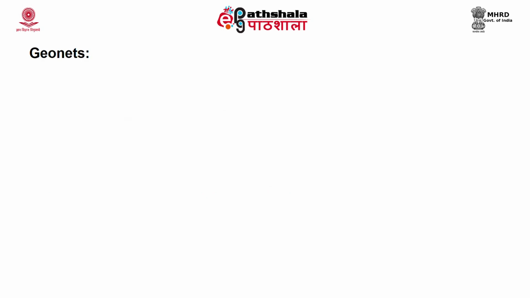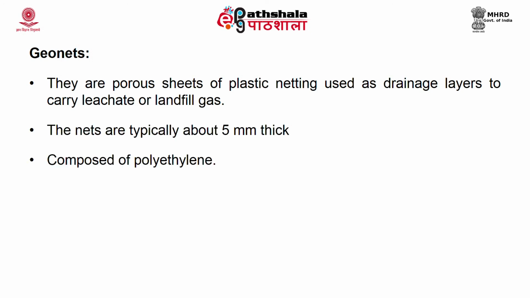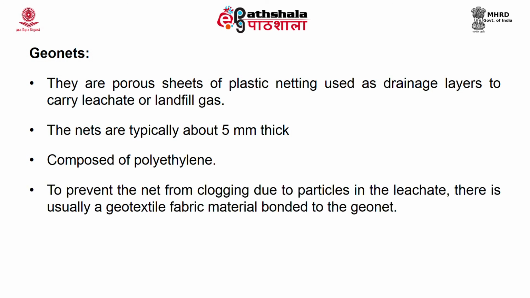The next type of liner material is geonet. Again, they are porous sheets of plastic netting. They are again used as a drainage layer to carry leachate or landfill gas. Now, again they are not used as a liner material nor a protection material. The purpose of geonet is to carry the leachate and landfill gas. The thickness of this geonet will be in the range of 5 mm and it is made of polyethylene. The use of this geonet is to prevent clogging due to particles in the leachate, same as that of geotextile fabric.